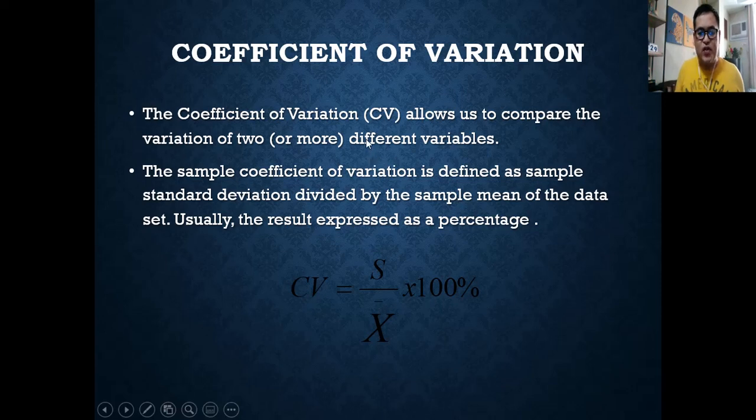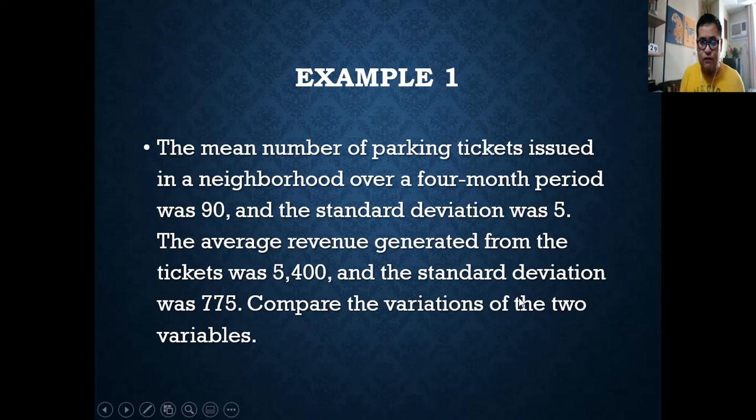Okay? So now, what about the coefficient of variation? The coefficient of variation allows us to compare the variation of two or more different variables. The sample coefficient of variation is defined as the sample standard deviation divided by the sample mean of the dataset. Usually the result is expressed as a percentage, because the coefficient of variation is equal to s, the sample standard deviation, divided by the sample mean of the data. So if you have all the values, you just have to divide them, then times 100. That is already the coefficient of variation.